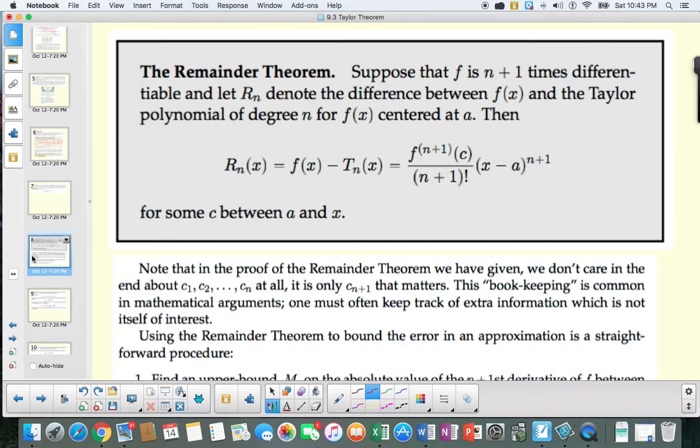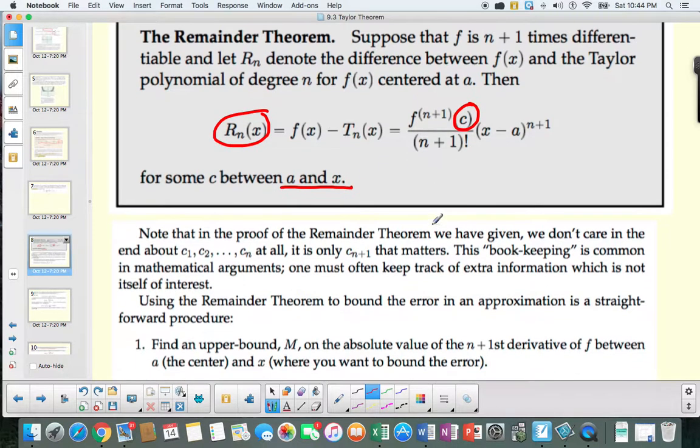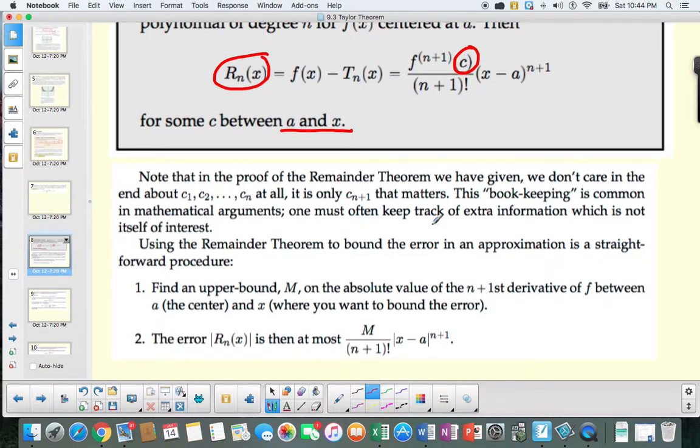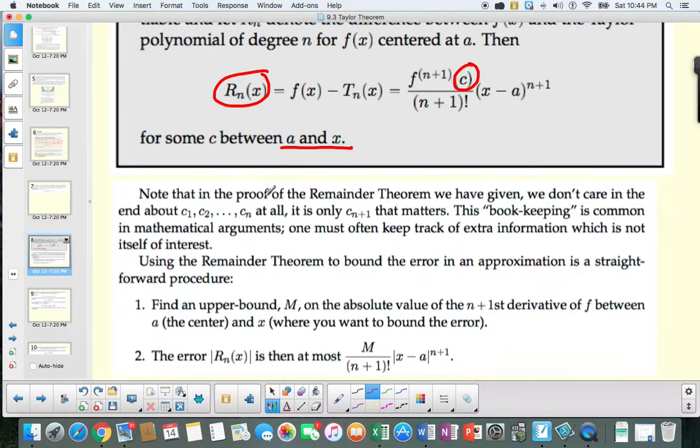All right, and here it is again. Here's the remainder theorem, and it's the difference between the function and the Taylor polynomial, and it can be written as this. And again, we need to discuss what's the c, and this c is a value between the center and the x in the interval that you're talking about.